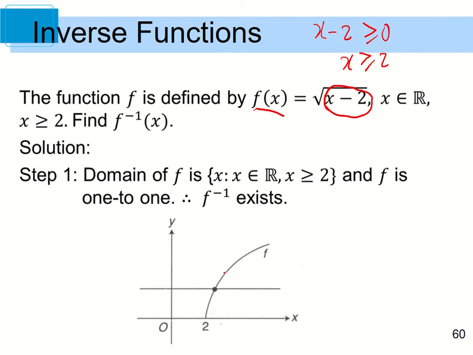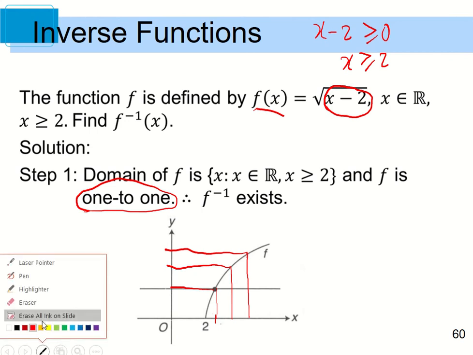Now first we need to determine whether this graph is 1 to 1, because only when f is a 1 to 1 function does the inverse function exist. You can see here, if the x is here, then we get one y. When the x is here, we get one y also. When the x is here, we also get another y. So this square root function is a 1 to 1 function, and therefore the inverse function exists.